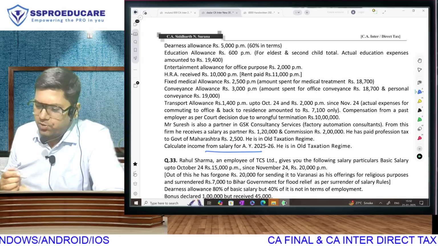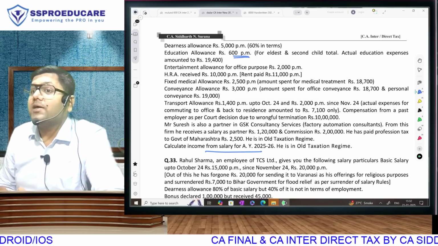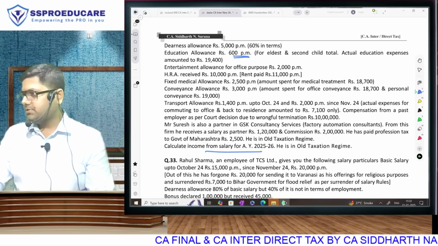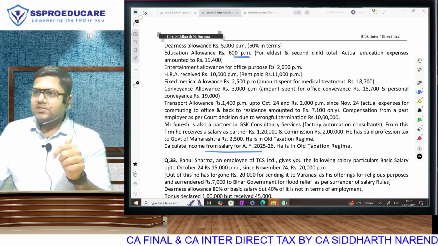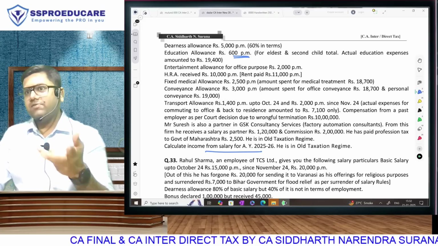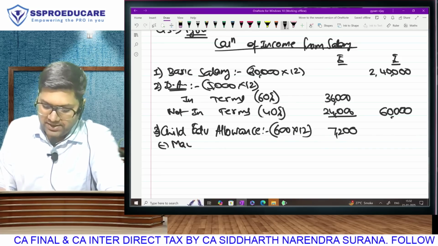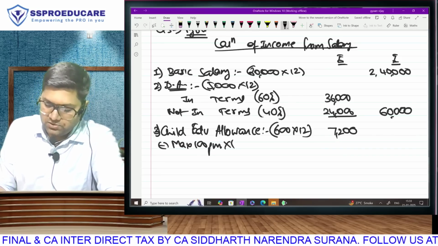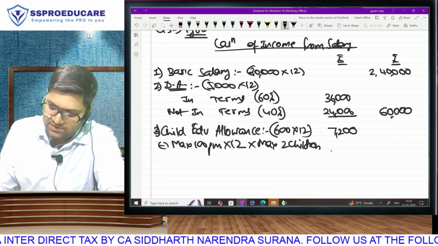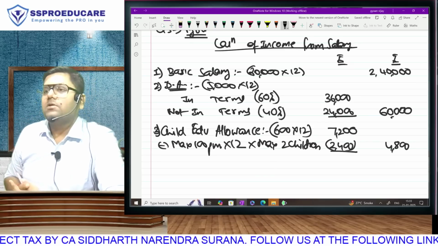So here there is a slight problem. The problem is that they have given 600 total. We have not been given the breakup. So we have no choice but to assume both children, 300 each. Supposing they tell us first child 550, second child 50 rupees, then we can give exemption child by child. But here we have to assume both are equal. So what we have to do is minus the exemption. How much? Maximum 100 per month, into 12 and into maximum 2 children, so the exemption effectively will come to 2,400 and taxable will be 4,800.